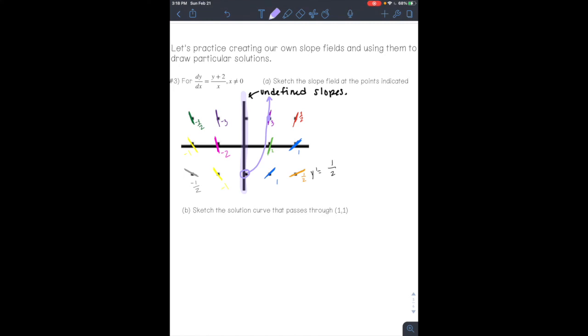So we can only draw that section of the solution curve because of that undefined slope section. So whenever you hit an asymptote like that, like an undefined section, oh my god, software updates, you just have to stop.